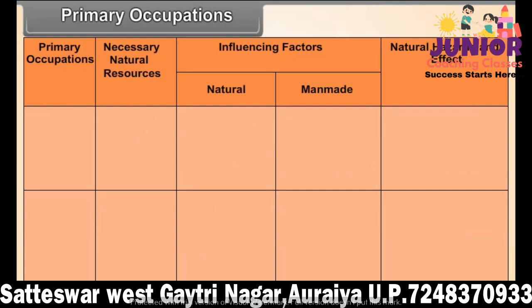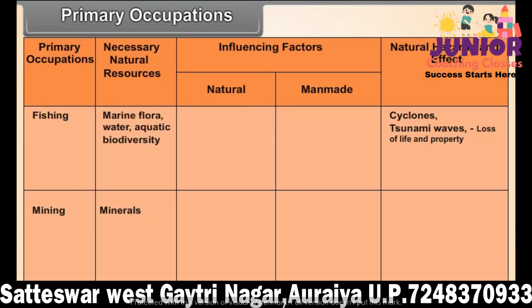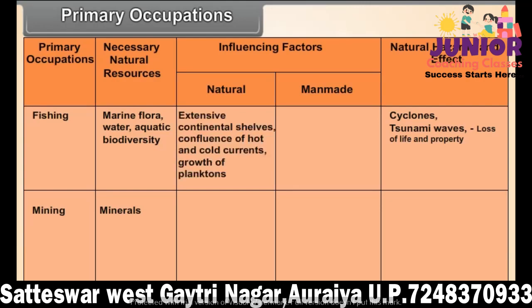Primary occupations. Fishing. Necessary natural resources: marine flora, water, aquatic biodiversity. Influencing factors: natural: extensive continental shelves, confluence of hot and cold currents, growth of planktons. Man-made: fishing boats, fishing nets, cold storages, processing centers. Natural hazards and effects: cyclones, tsunami waves, loss of life and property.